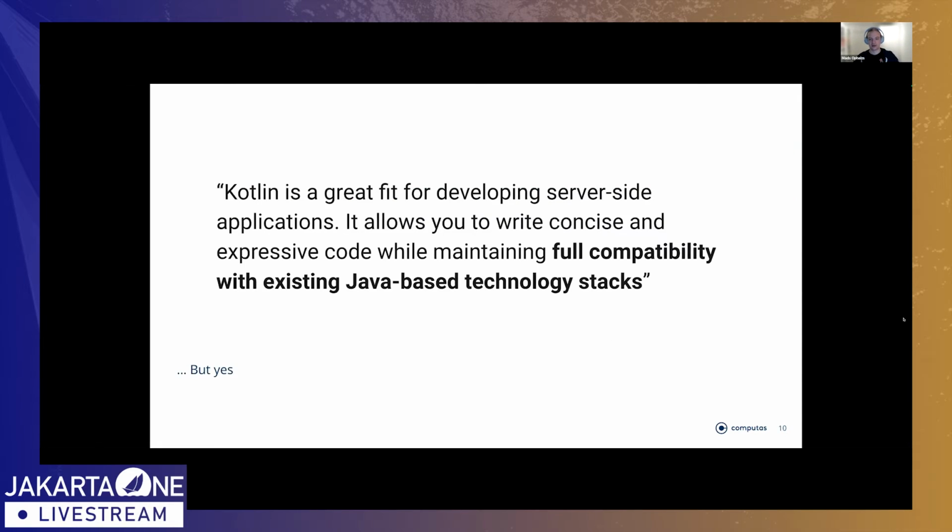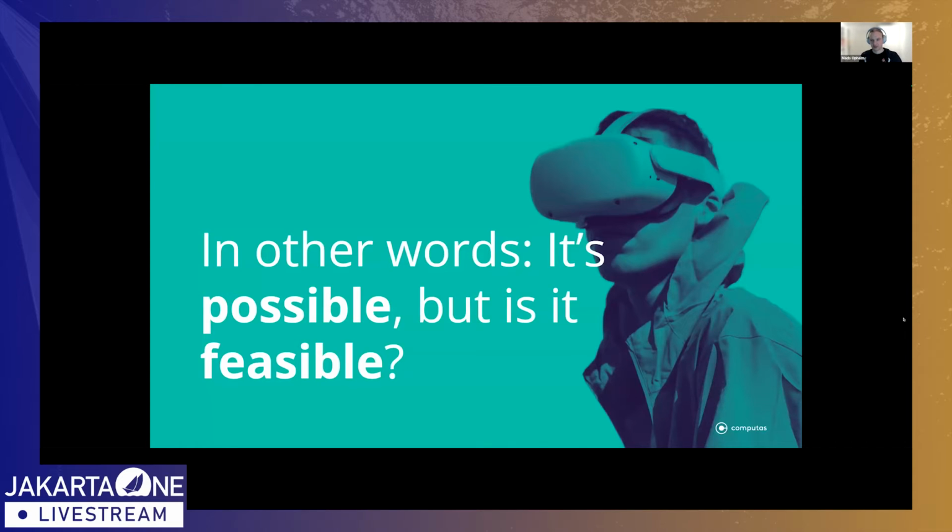But if you look at the official Kotlin web page documentation, you can see this text, which has an important part I emphasized. It has full compatibility with existing Java-based technology stacks. So the answer is yes. The runtimes actually do support Kotlin. And how is that? That's because Kotlin compiles to Java bytecode. So everything that supports Java, in principle, supports Kotlin. So it is possible, but how much of a hassle is it? That's a completely different question, right?